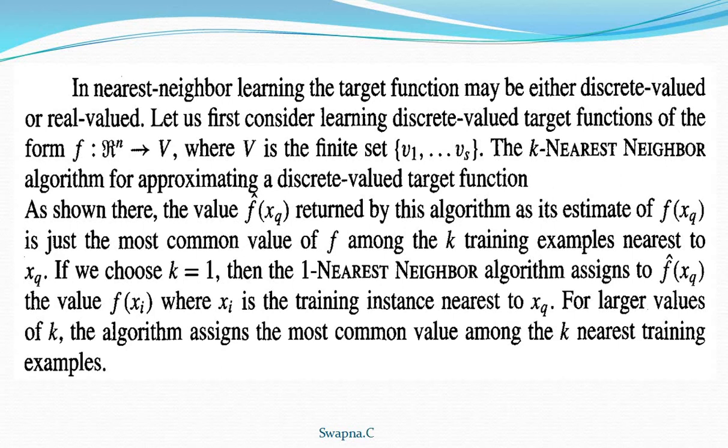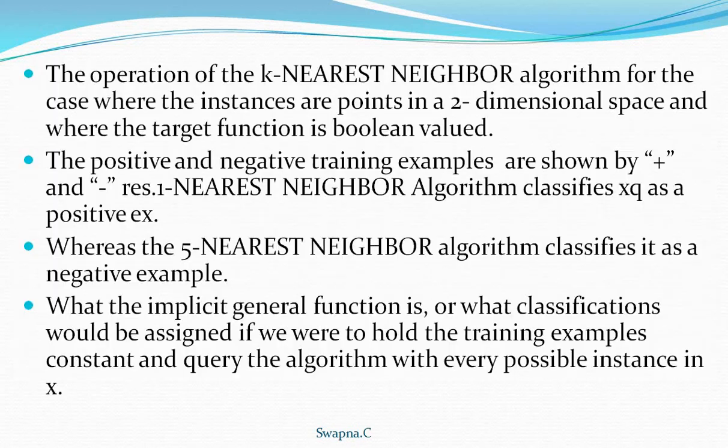If I take the k value as 1, it finds the one nearest instance. If the k value increases, depending upon the k value, it takes that number of nearest training examples, and the most common value within those is assigned as the target value for the new query instance.